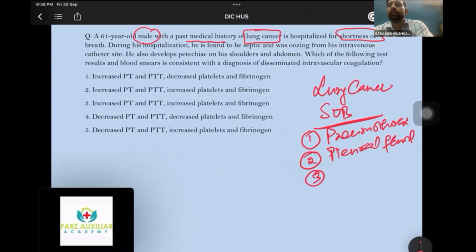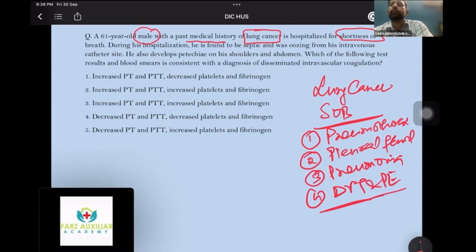Then, of course, pneumonia. Then, of course, there is DVT and pulmonary embolism as a paraneoplastic syndrome. During his hospitalization, he is found to be septic. Septic means he has pneumonia, probably as the underlying cause of sepsis, and was oozing from his intravenous catheter site. He also develops petechiae on his shoulder and abdomen. So he's not only bleeding, he's also having petechial hemorrhages. Which of the following test results and blood smears is consistent with the diagnosis of DIC?